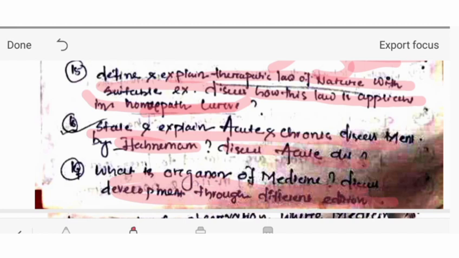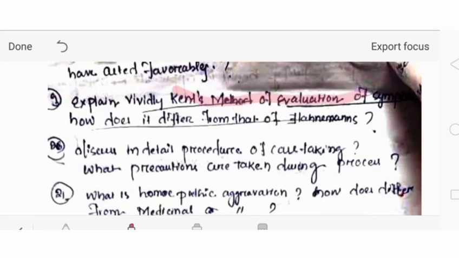For Organon of Medicine you should write the definition and where the Organon of Medicine was established. Then Kent's method of evaluation of symptom, and how it differs from Hahnemann. For Kent, go to chapters 32 and 33, value of symptom. Then how it differs from Hahnemann: what is a general symptom, what is a characteristic. You should write the difference between Kent's general and Hahnemann's common symptom.